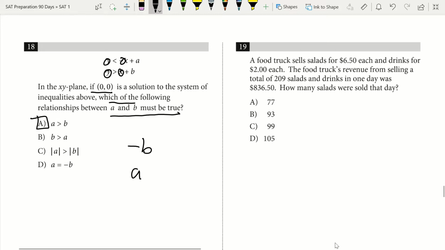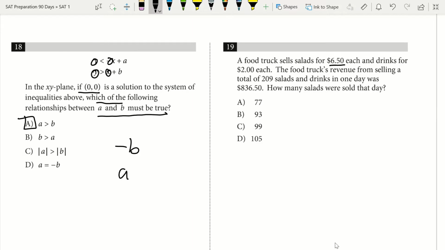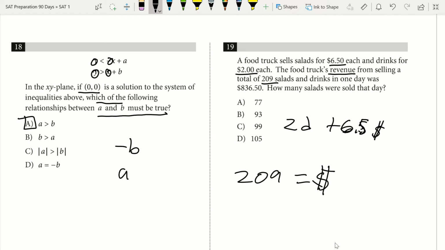All right, question 19. A food truck sells salads for $6.50 each and drinks for $2 each. Okay, we'll put that that's an S. I'm going to put 2 slashes through it just because otherwise it can look like a 5. All right, so we've got food truck's revenue from selling a total of 209 salads and drinks. 209 is equal to our number of salads plus our number of drinks. In one day was $836.50. Okay, how many salads were sold that day? So we're solving for S, which in this case I label as a dollar sign.